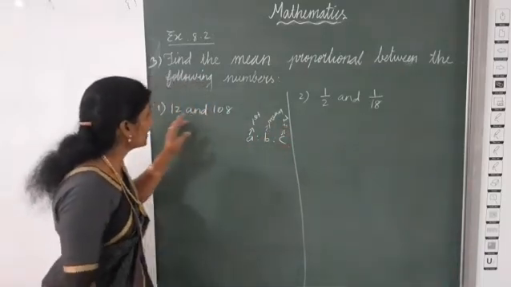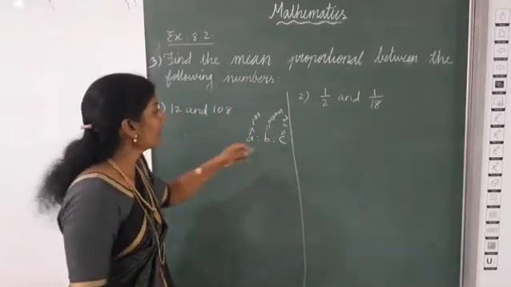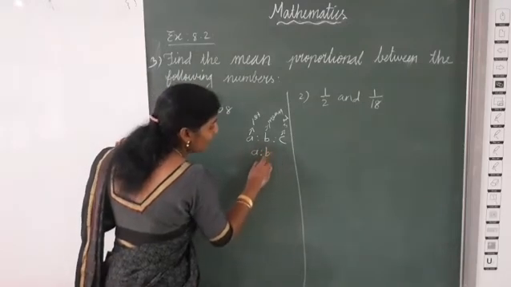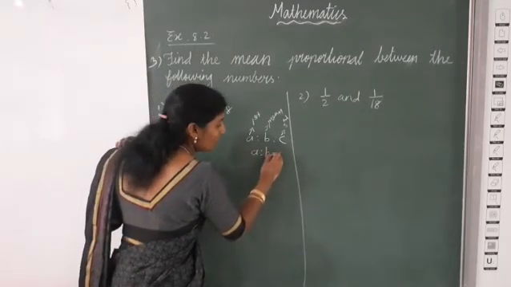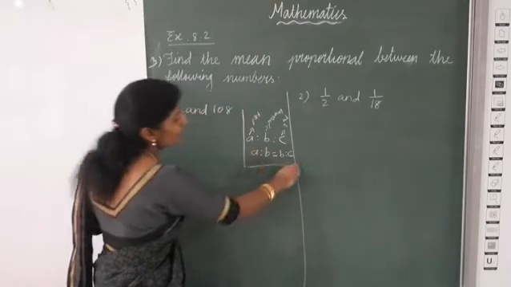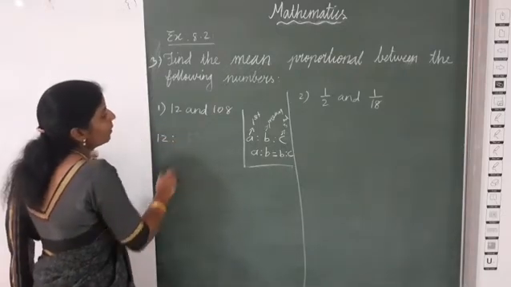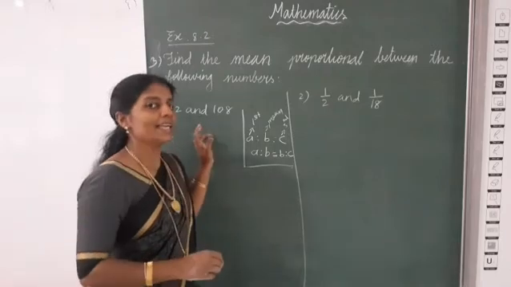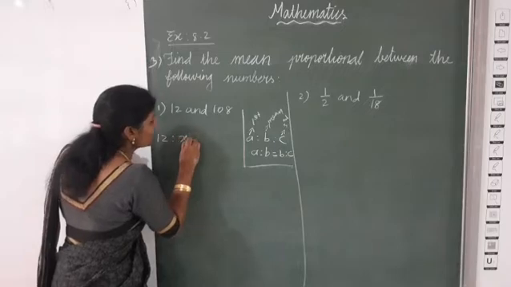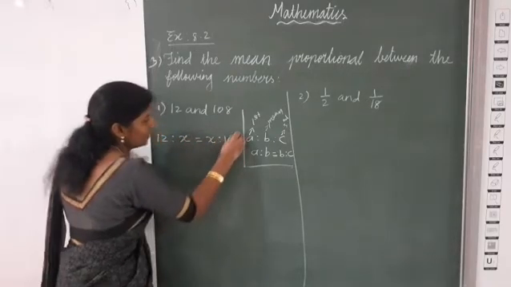So they are given the first and third proportional. We want to find the mean proportional. What's the formula? A is to B equals B is to C: the first and second term is equal to the second and third term. Now listen. 12 is to, what is the second term? We can take X, that is the mean proportional. 12 is to X is equal to X is to 108.